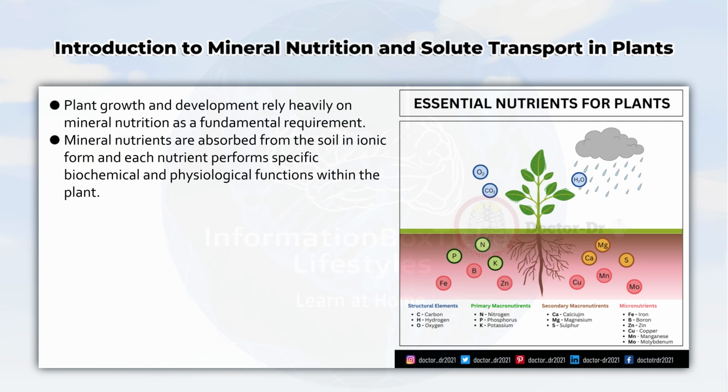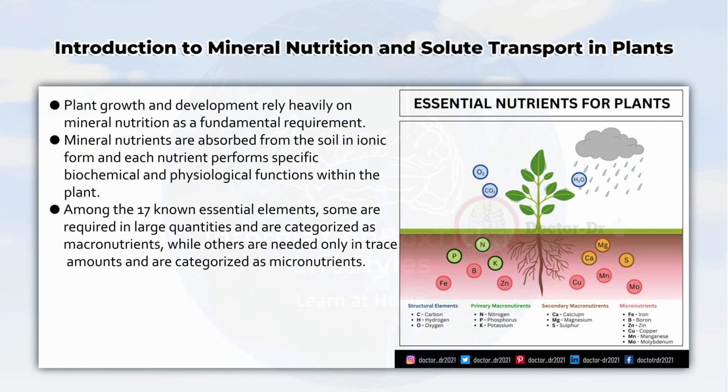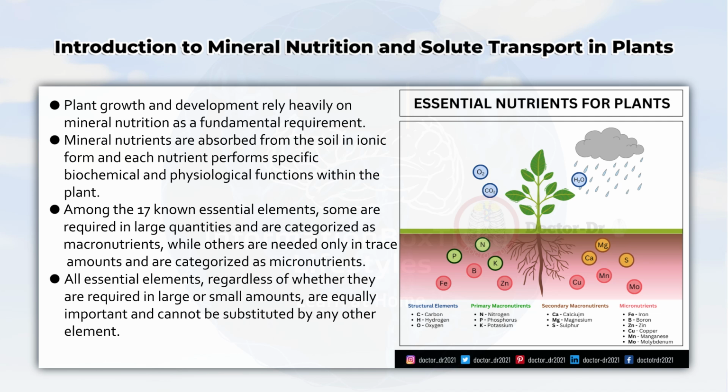the plant. Among the 17 known essential elements, some are required in large quantities and are categorized as macronutrients, while others are needed only in trace amounts and are categorized as micronutrients. All essential elements, regardless of whether they are required in large or small amounts, are equally important and cannot be substituted by any other element.